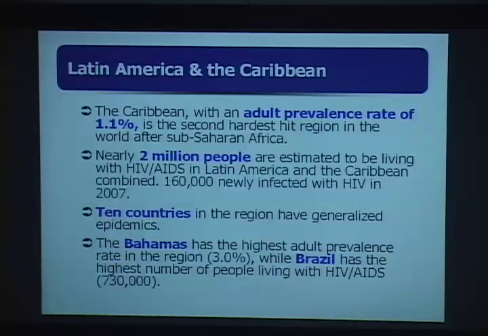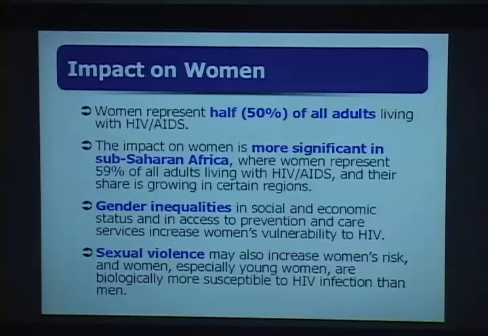10 countries in the region have generalized HIV epidemics, and specifically the Bahamas has the highest adult prevalence in the region at about 3%, while Brazil has the highest number of individuals living with HIV/AIDS, estimated to be over about 730,000.